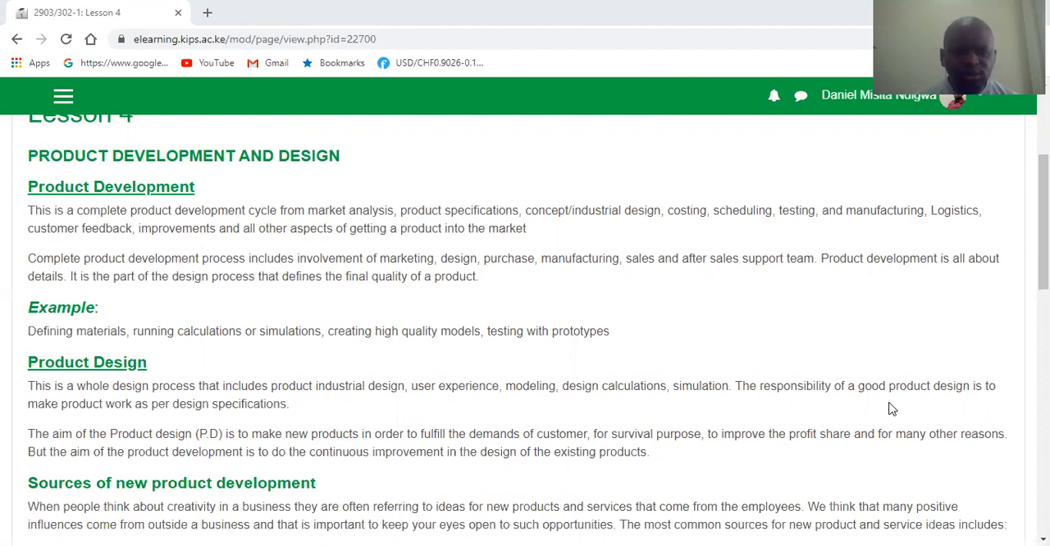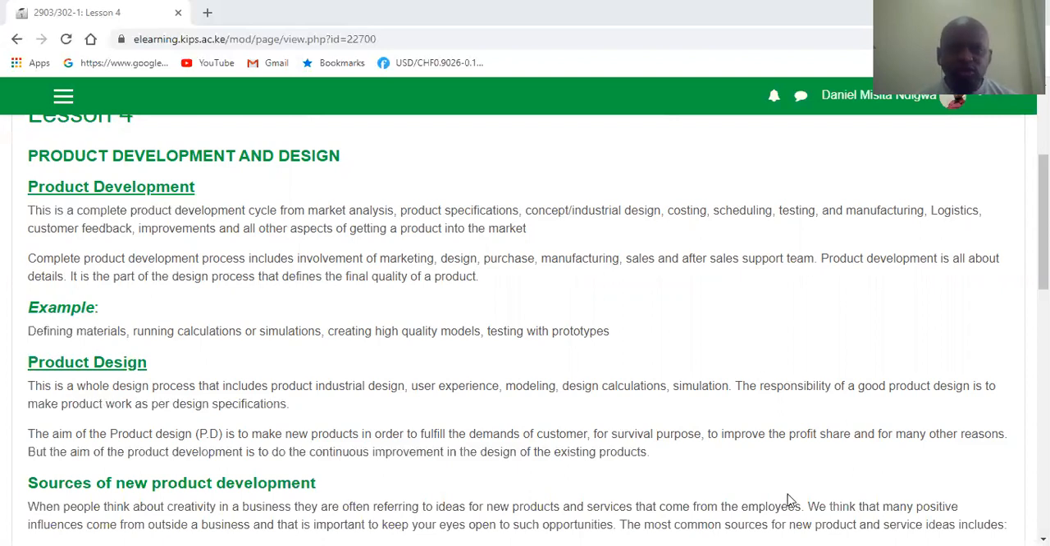One of the aims of product design is to make new products in order to fulfill the demands of customers, for survival purposes or to improve and ensure they get better profit margins at the end of the day.